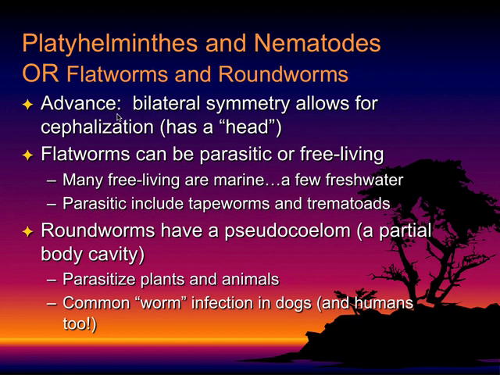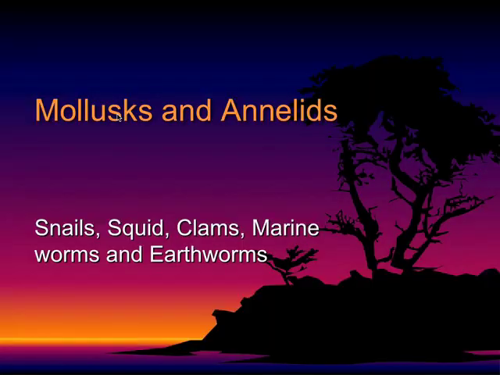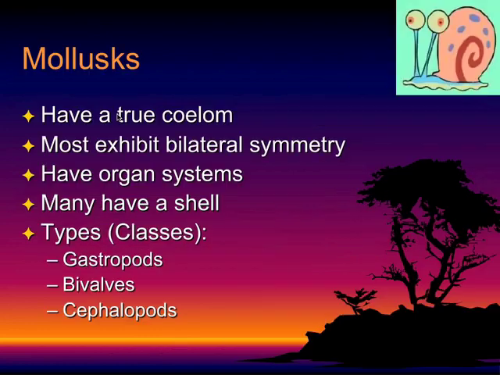So these guys are starting to become a little bit more complex. They can parasitize plants and animals, and they are that common worm infection in dogs and in humans too. So here are some examples. We have freshwater flatworms, marine flatworms, and roundworms. Moving right along to mollusks and annelids. So these guys, we have snails, squid, clams, marine worms, and earthworms.